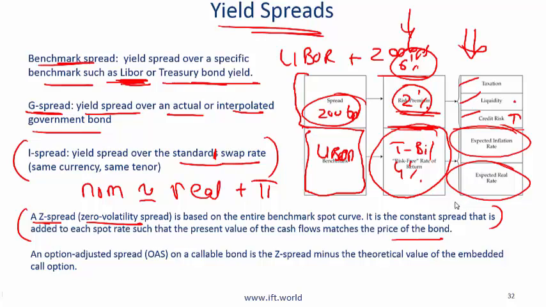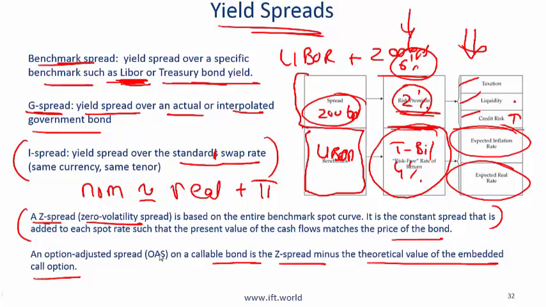Another term that you need to know is option adjusted spread. An option adjusted spread on a callable bond is the Z spread minus the theoretical value of the embedded call option. So all you are saying is the following. If you think about a callable bond, then you as an investor will demand a higher yield or higher return because of that call option. If you remove the impact of the call option, then the yield comes down. And the yield with the impact of the call option removed is called an option adjusted spread.